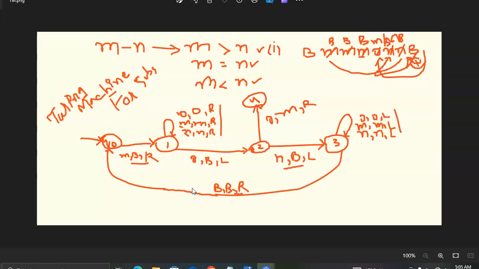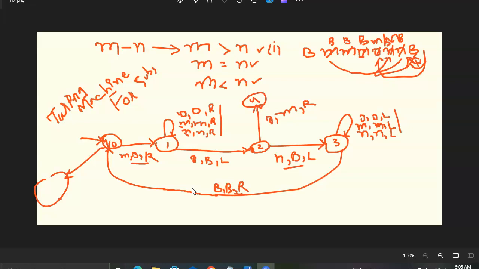And you can check the same Turing machine for different numbers of n's and m's, and you would get the same output according to the number of m's and n's. All right, so you are required to check it yourself and let me know what you have found out with the different numbers of m's and n's.